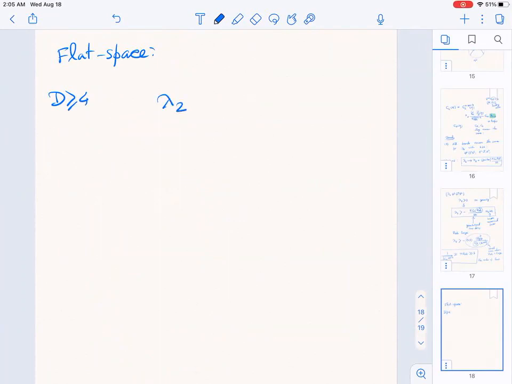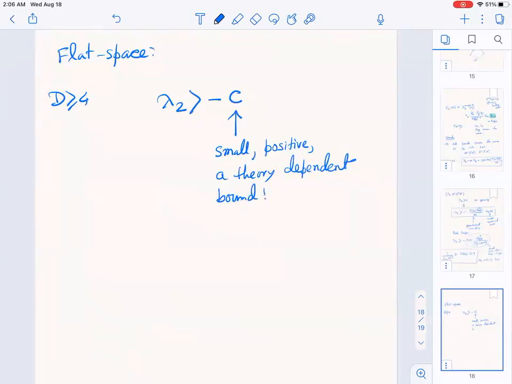That means when gravity is dynamical, all I can say is lambda2 is greater than some number, minus c, where c is small and positive. Because we cannot find it exactly, this suggests it's theory dependent. But that's fine anyway, because there is always the cutoff scale. The fact that c is small and positive, so it's non-zero, is already a non-trivial thing that we learned about this effective field theory.